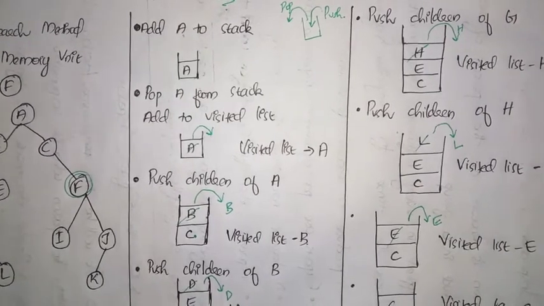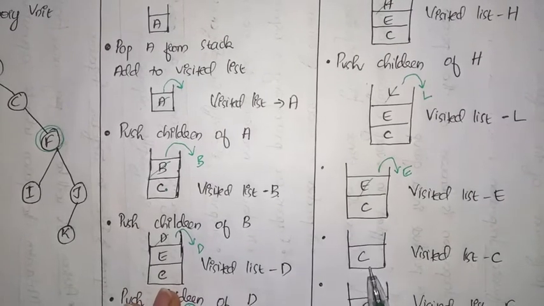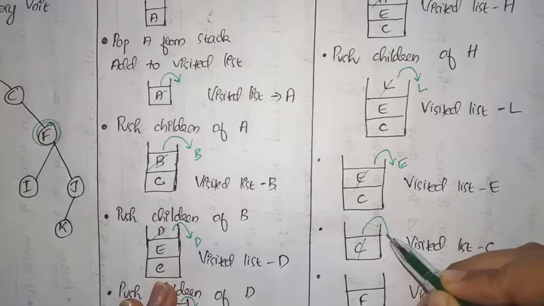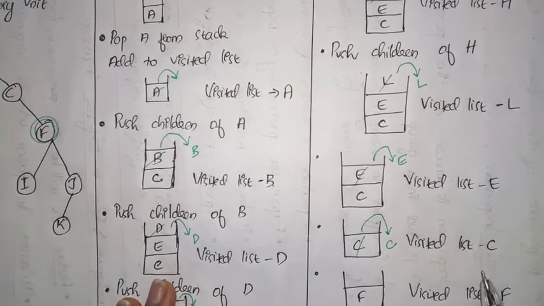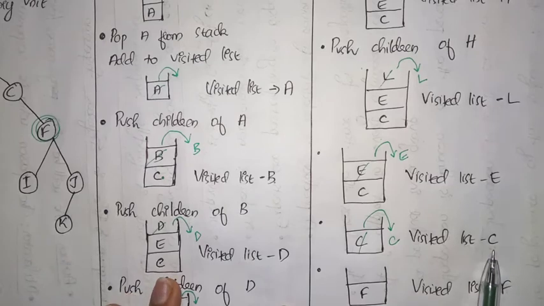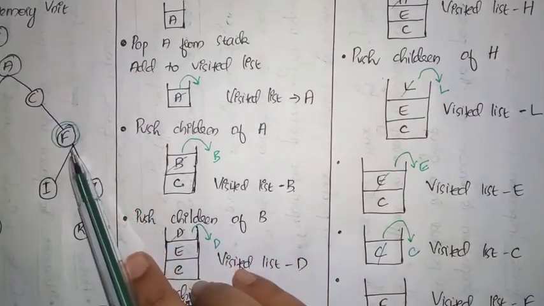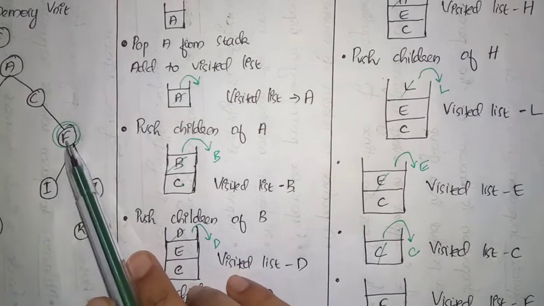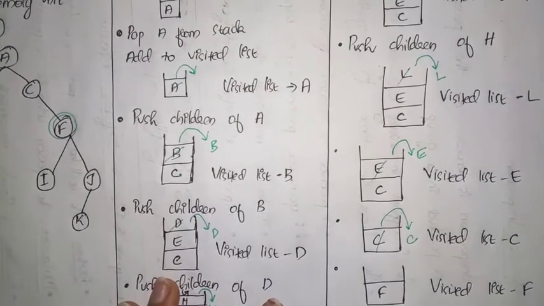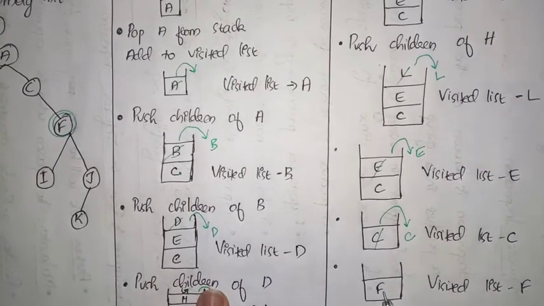So we pop the next element present in our stack, and that is C. C is popped out of the stack and added into the visited list. And then we check whether C has any children or not. Here, yes, we know that C has an immediate child F. So C has a child F and this F will be pushed into the stack.